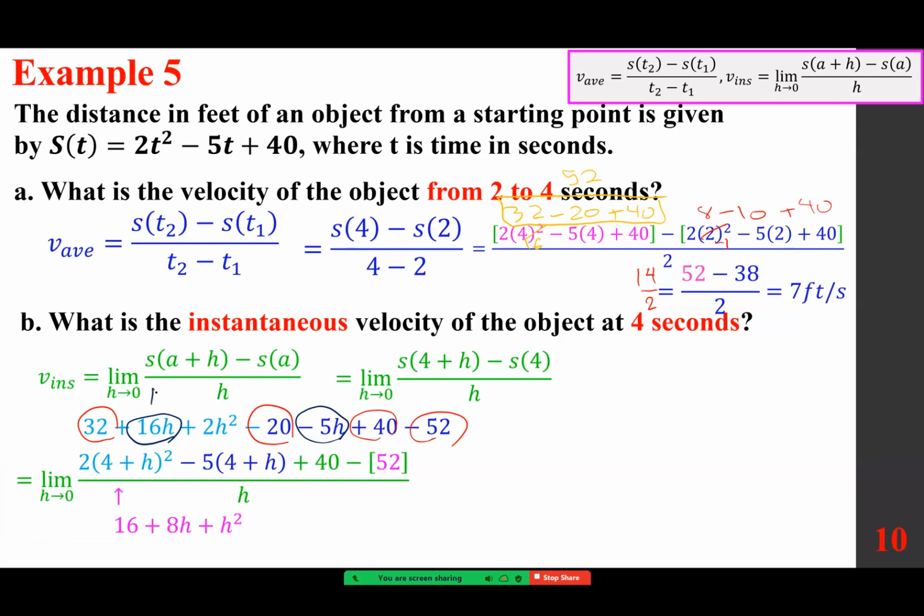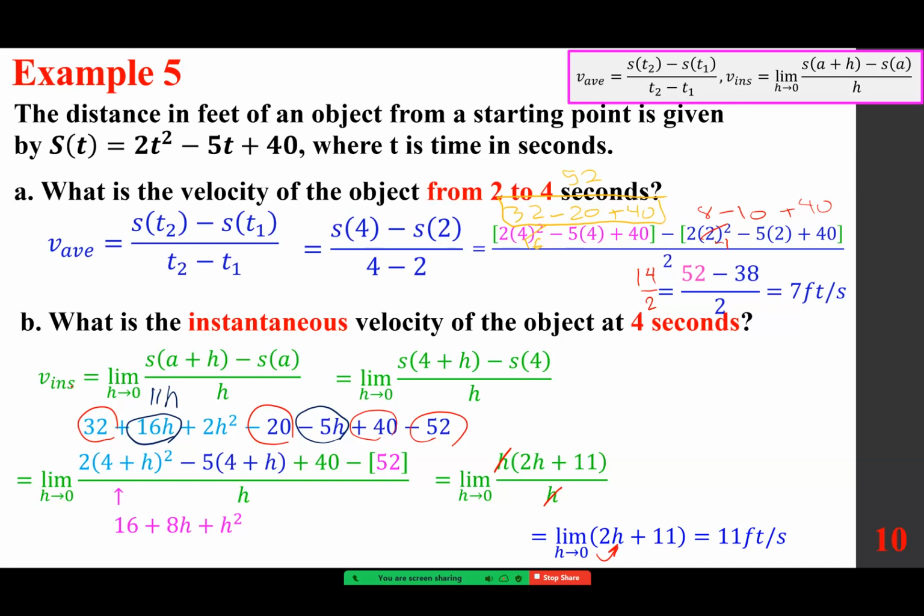And minus 5h, they give us 11h. So the numerator has nothing but 11h plus 2h squared. That's all. Those two. And those two, I can take the h out, factor the h out. When I do that, I can drop this h with this h. I get the limit of 2h plus 11 as h approaches 0. And when I replace it, I get 11 feet per second.